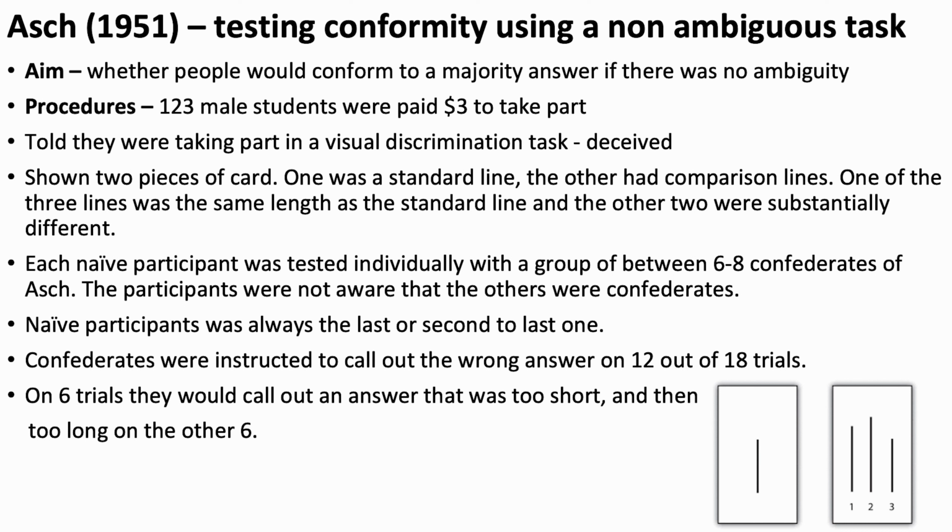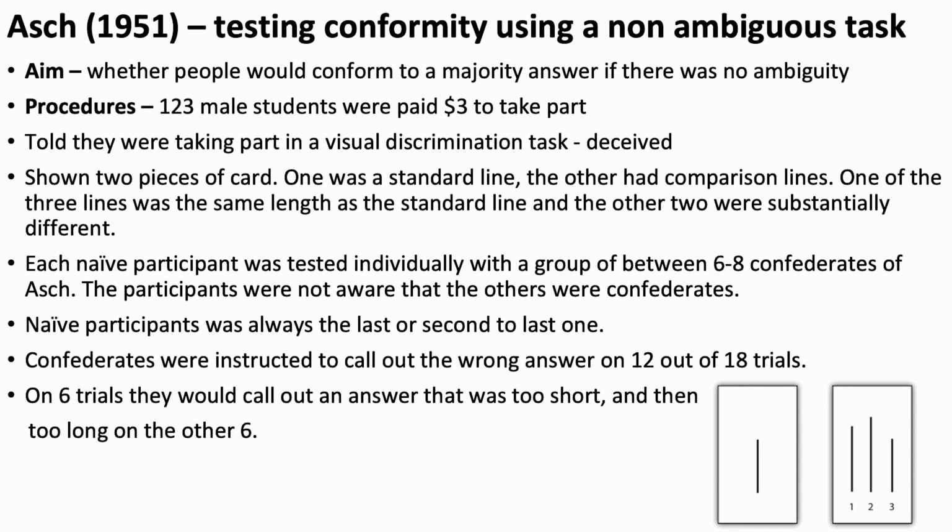Everyone was shown two pieces of card. One was a standard line and the other had comparison lines. One of the three lines was the same length as the standard line and the other two were substantially different, and you can see that in the bottom right hand corner.